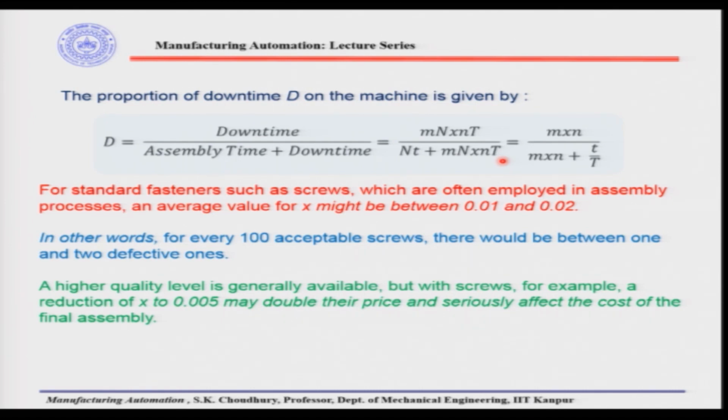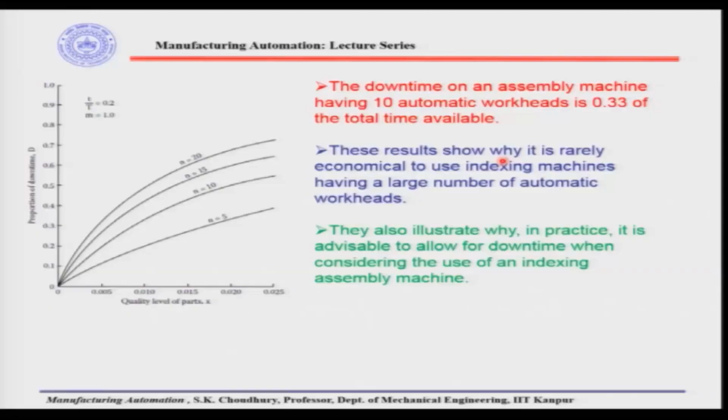However, if the quality level is to be increased, for example from 0.01 to 0.005, then we said that the cost will be roughly twice. So, we have seen that there is a curve here. Depending on the number of machines n, 5, 10, 15 and 20, you can find out that the more the number of machines, the more will be the proportion of downtime, in one word.